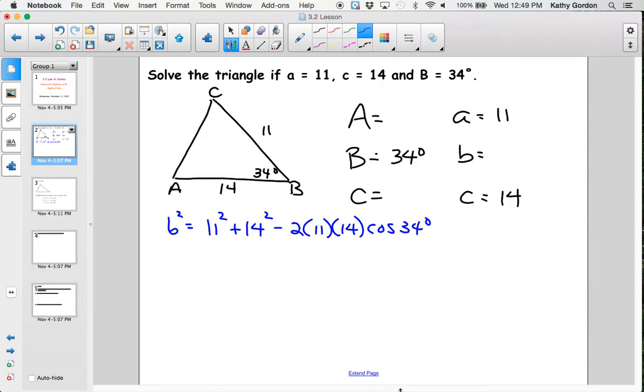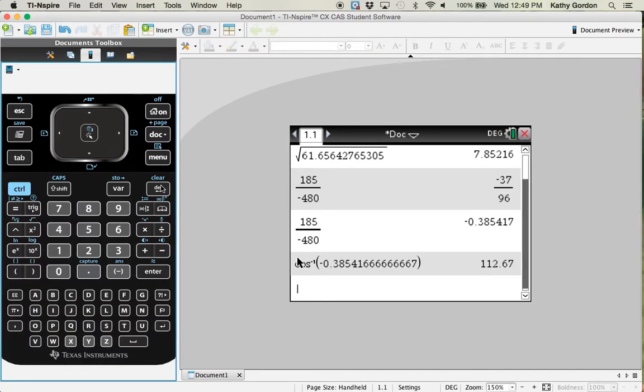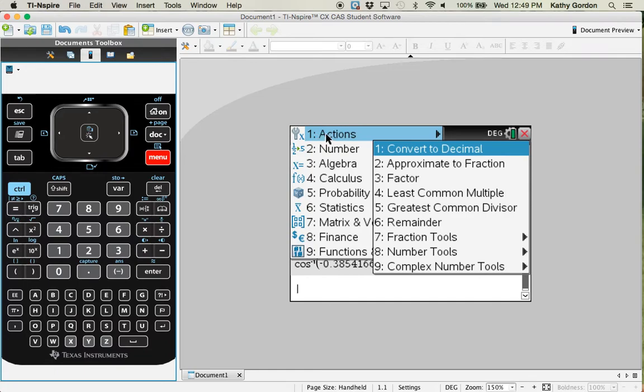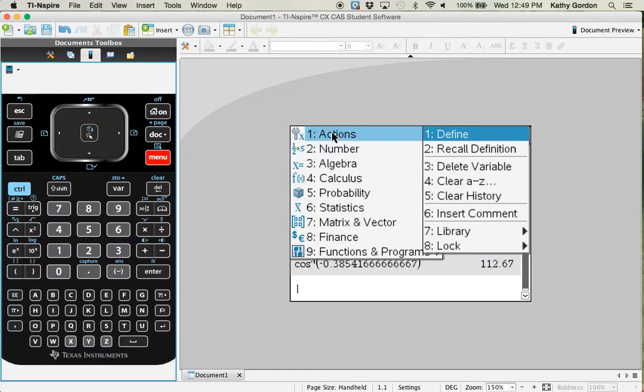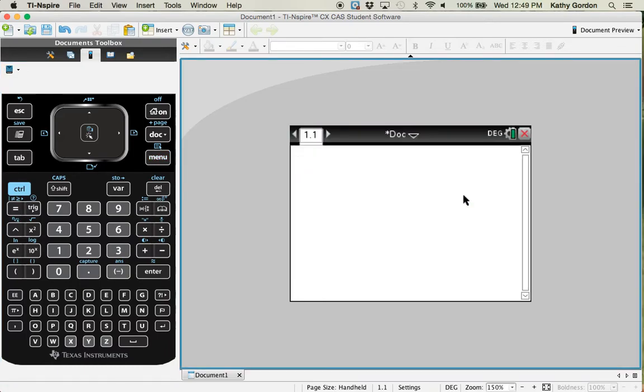All right, so if we go to our calculator, let me erase some of this stuff. And new actions. Oh, yes, it is. Delete. Clear history. That's what I want. There we go.